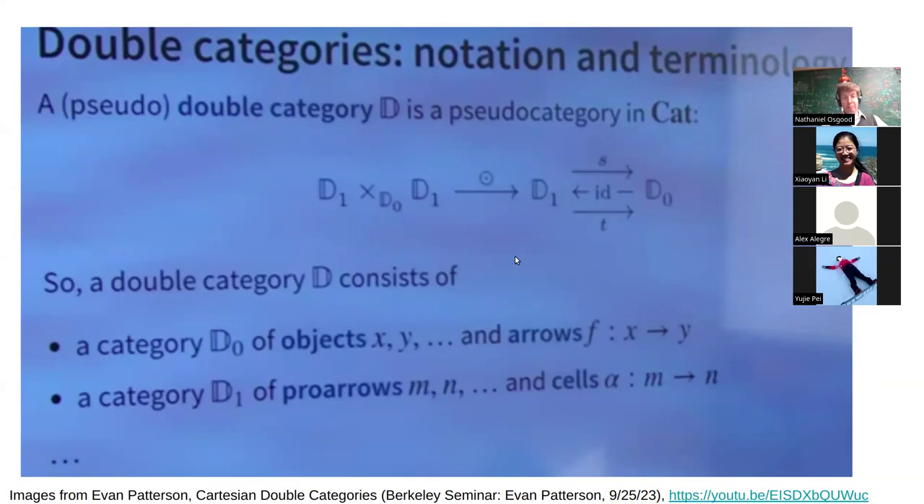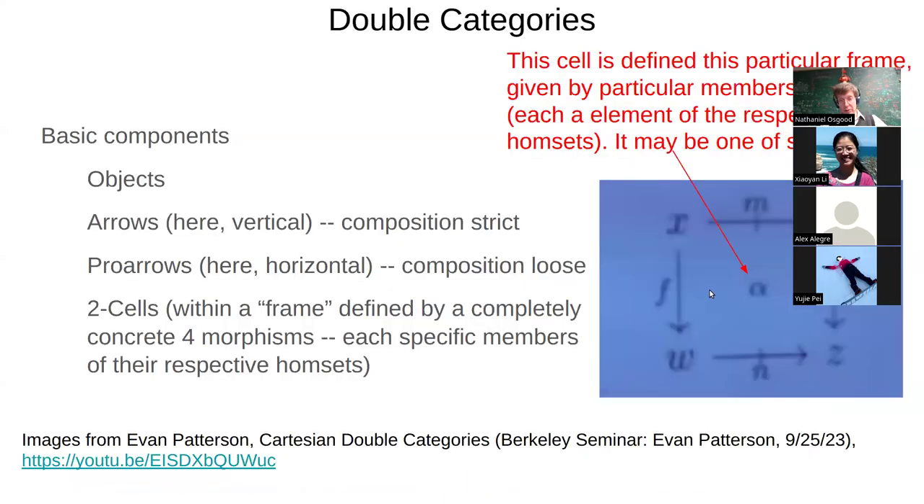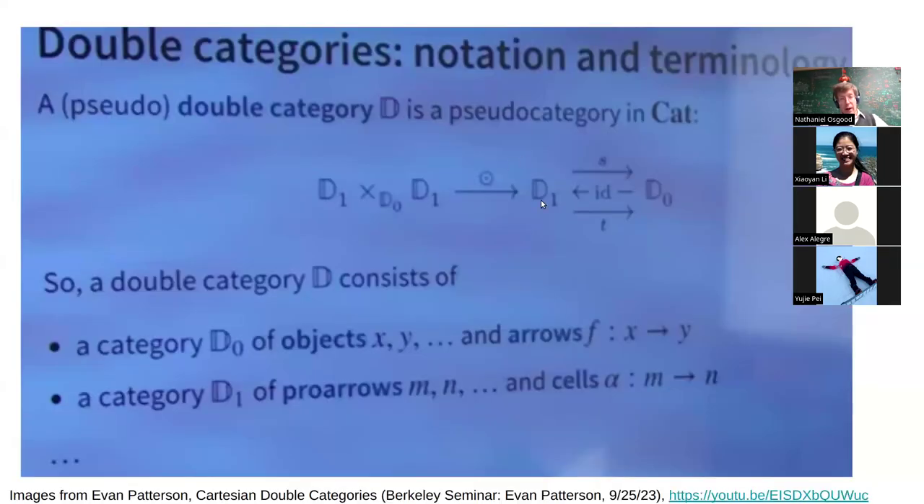So again, we have the cost of reiterating it, but it's worth going over many times. Okay, so it's a pseudo category in Cat. It's an internal category in Cat. So we have D0, the category of objects and vertical morphisms. D1 is the category where the objects are the vertical arrows and the morphisms are the two cells, these sort of things. And we have a source and target, and those are the functors.